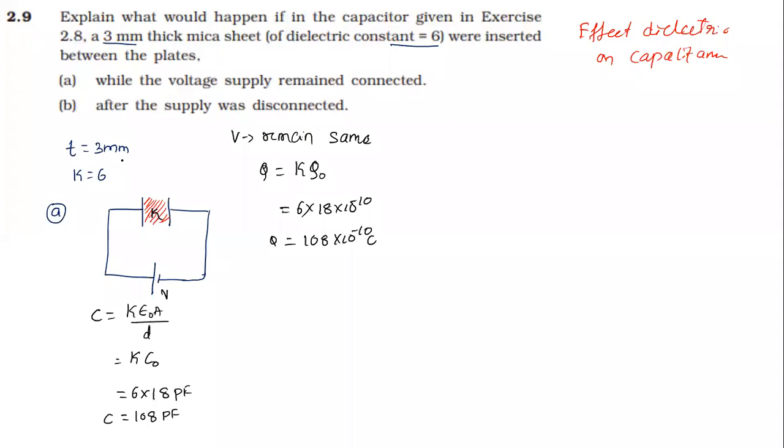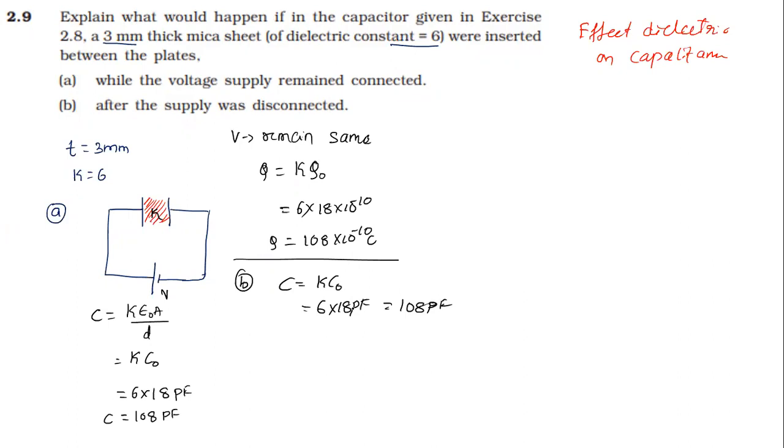Look at the B part. This A part is done. After the supply was disconnected, as you remove the supply, what will happen? Even if you remove the supply, the capacitance again increases. So capacitance becomes K times C naught, 6 times 18 picofarad. So it will become 108 picofarad.